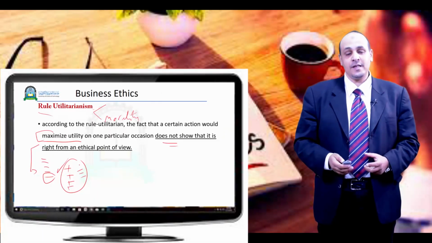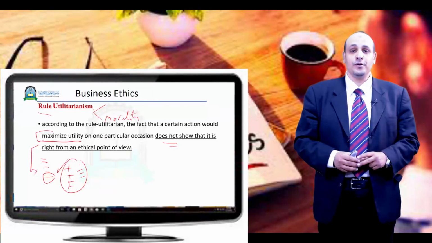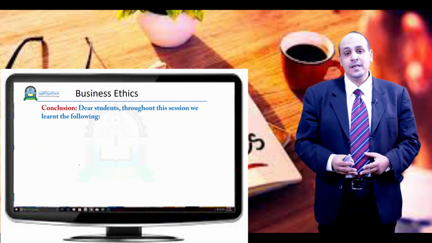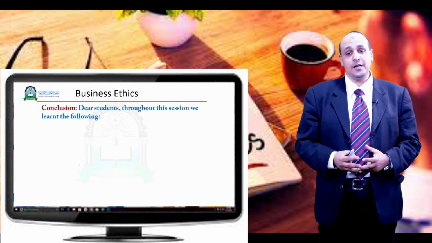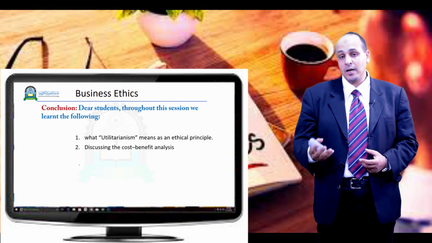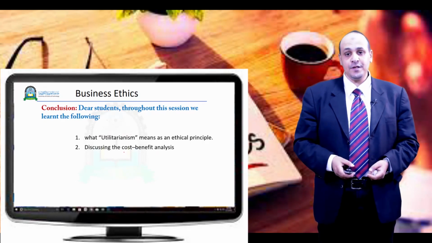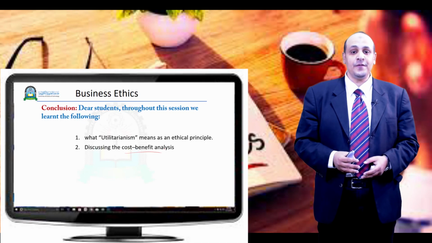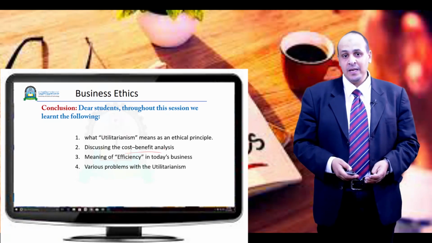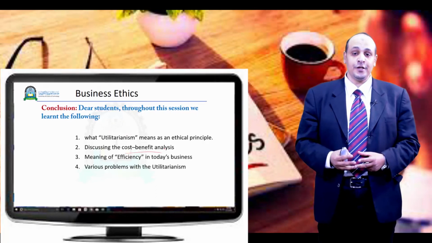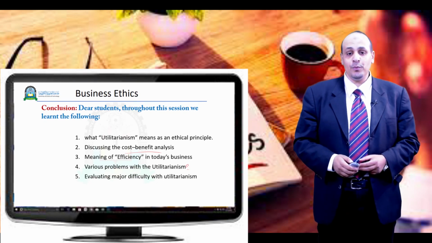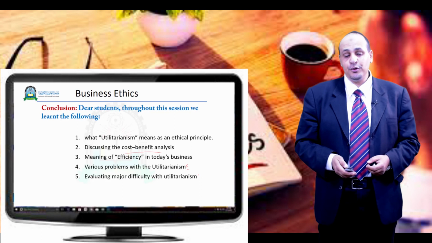Now, dear students, we come to the end of this session. We come to the conclusion where we have discussed different issues regarding today's topic, that is utilitarianism. So we learned what utilitarianism actually means as an ethical principle. We discussed the cost-benefit analysis, especially when we talk about projects. We discussed the meaning of efficiency in today's business. We also discussed different major problems affiliated with utilitarianism. We evaluated the difficulty with utilitarianism in light of other principles like rights and justice, and we ended up with the principle of rule utilitarianism.